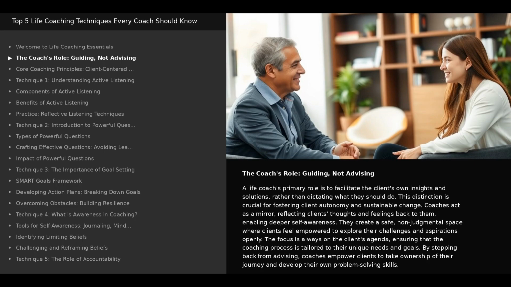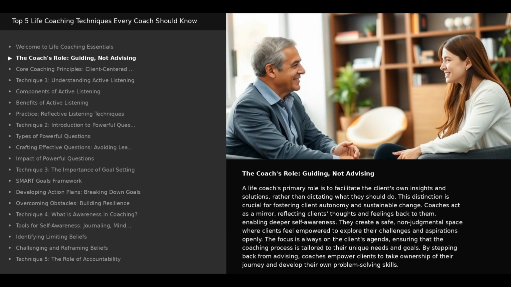A life coach's primary role is to facilitate the client's own insights and solutions, rather than dictating what they should do. This distinction is crucial for fostering client autonomy and sustainable change. Coaches act as a mirror, reflecting clients' thoughts and feelings back to them, enabling deeper self-awareness. They create a safe, non-judgmental space where clients feel empowered to explore their challenges and aspirations openly.